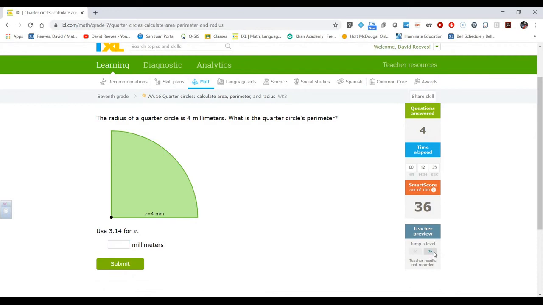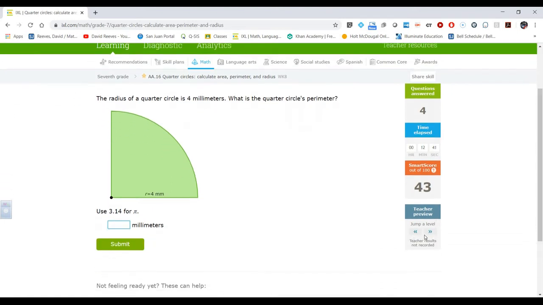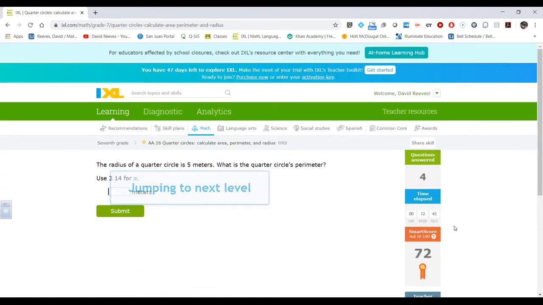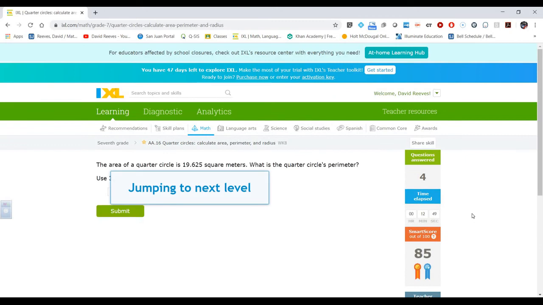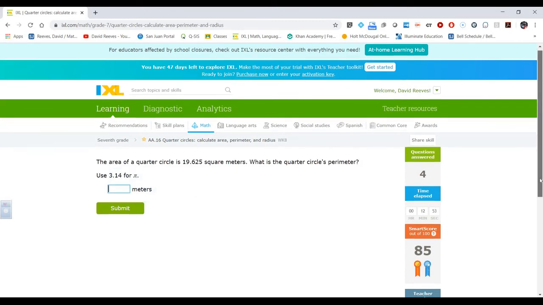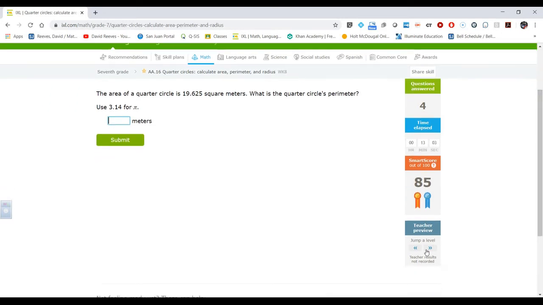All right, so I wonder if we can get to an area problem. We've done several with perimeter now. I'd love to do one with area. There's another perimeter problem. Let's see if we can get to an area problem. Why is it not giving me any area problems? This is very frustrating. All righty. All right, it says calculate area, perimeter, and radius, but it's not giving me any area problems. One more maybe?